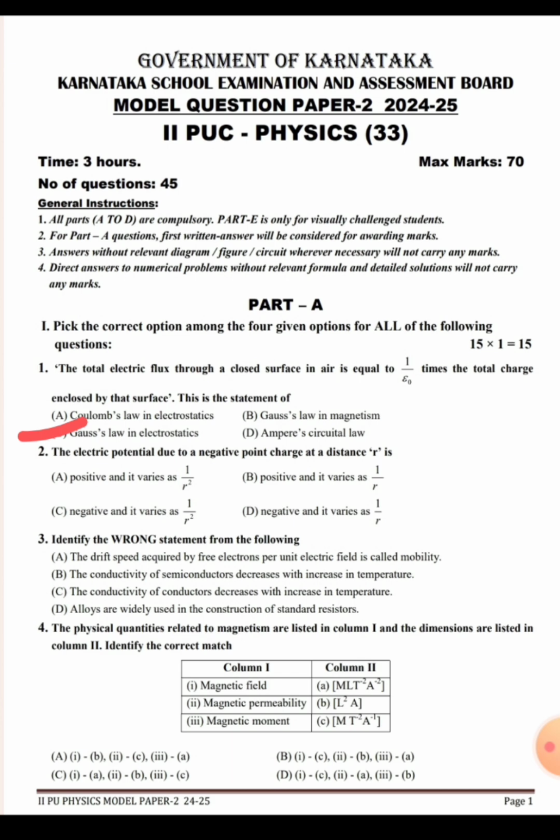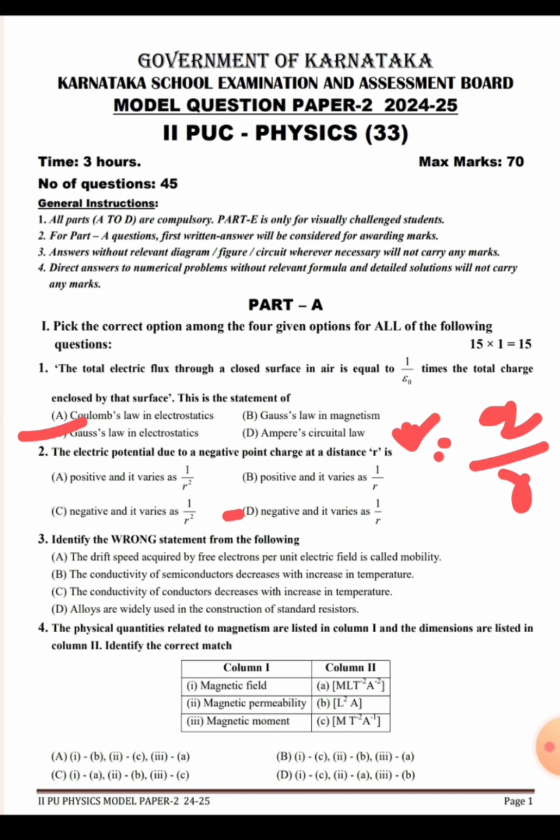The electric potential due to a negative point charge at a distance r is negative and varies as 1 by r. We know that electric potential V is equal to 1 by 4 pi epsilon naught Q by r, right? So if the charge is negative, then the potential is also negative.